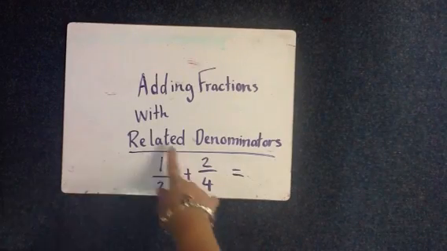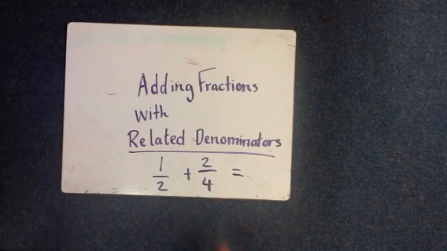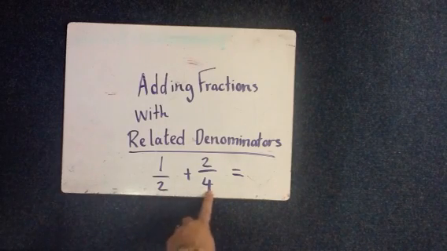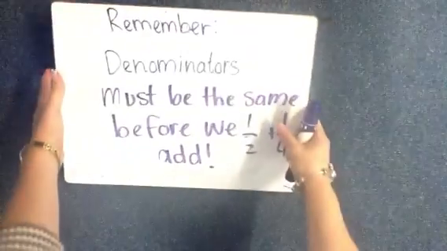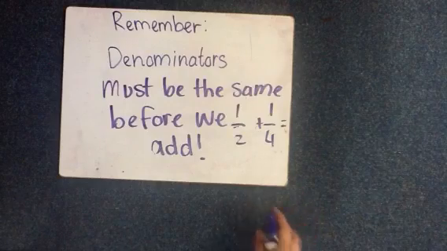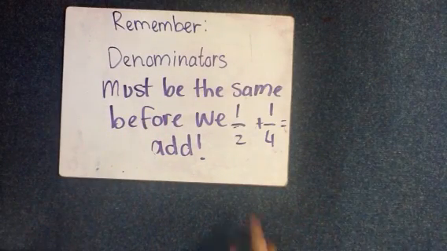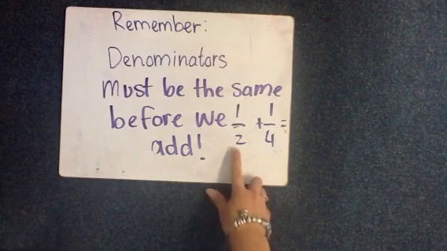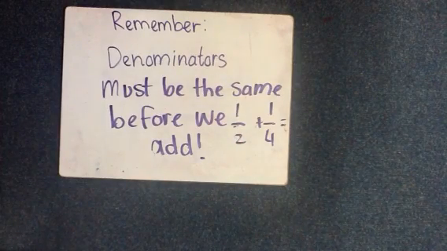Okay, fractions with related denominators mean that one of the denominators can be turned into the other denominator using either multiplication or division. But in our case, we're always going to be using multiplication. So 2 can be turned into 4 using multiplication. When we're adding fractions, there's one important thing that we must remember, and that is denominators have to be the same before we can add the fractions. We cannot add 1/2 plus 1/4 before we turn the half into a quarter, before we make this 2 a 4. And I'm going to show you how we do that now.